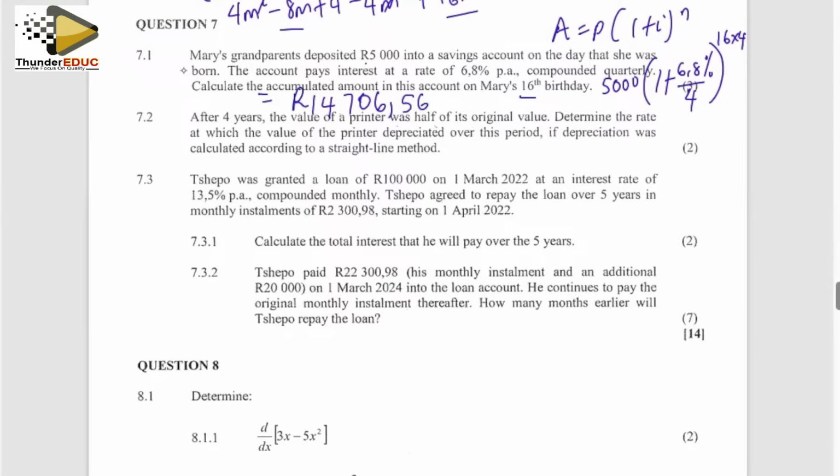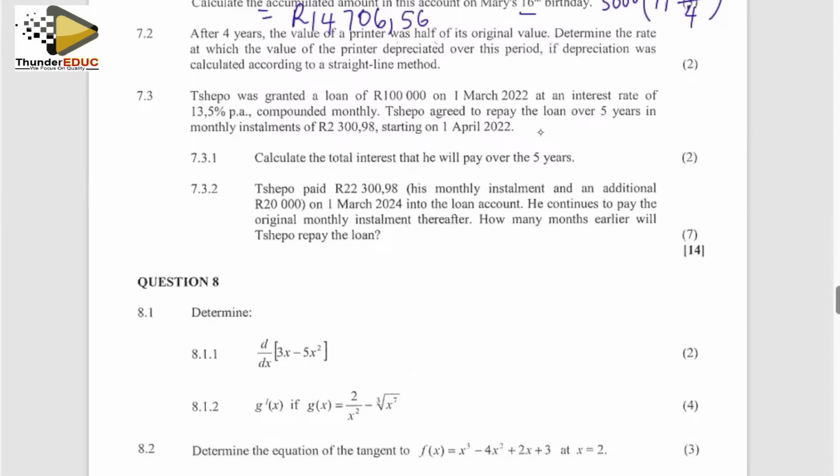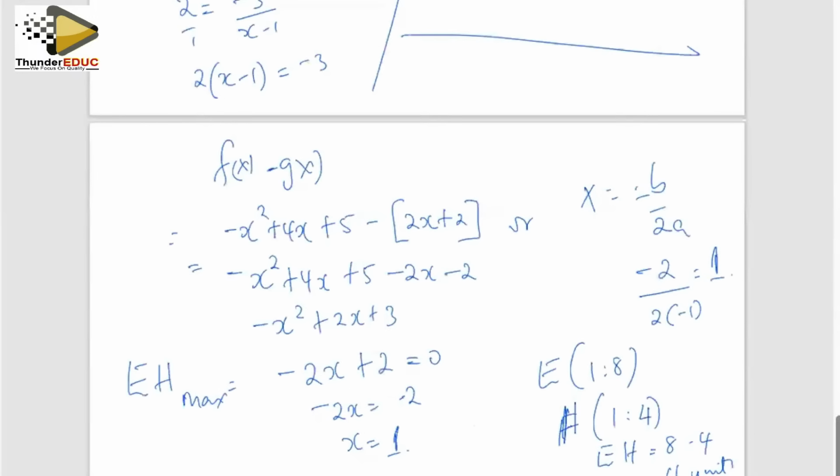Okay, so that is 7.1 for 3 marks. Then 7.2, we saw this question, I think it was last year, but the other one had value depreciating to 0. This is now depreciating to half. After 4 years, the value of the printer was half its original value. Determine the rate at which the value of the printer depreciated over this period if the depreciation was straight line. That's the keyword. So let's refresh this page so that we get more space.